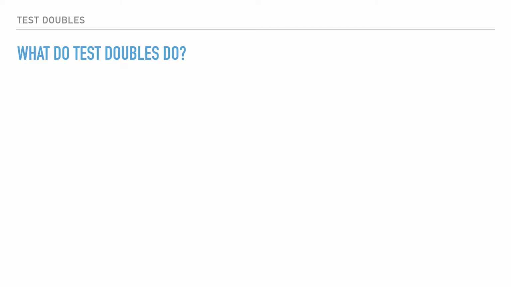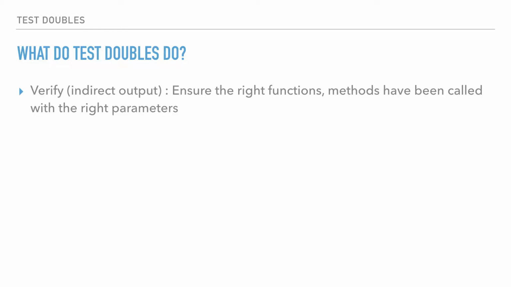Broadly speaking, they'll do one of two things. The first is relating to verification, verifying method calls, function calls, etc. that have taken place. Make sure they were called with the right parameters depending on the scenario you're testing. And this is also called indirect output of the thing you're testing. So it's not a return value from a method or function that you'll need to assert on in your test code, but it's something that happens when the system you're testing is asked to perform an action.